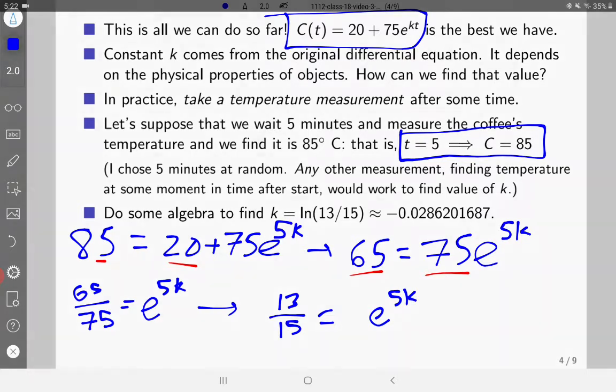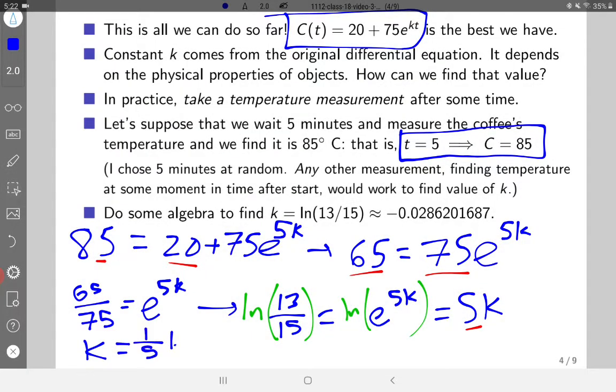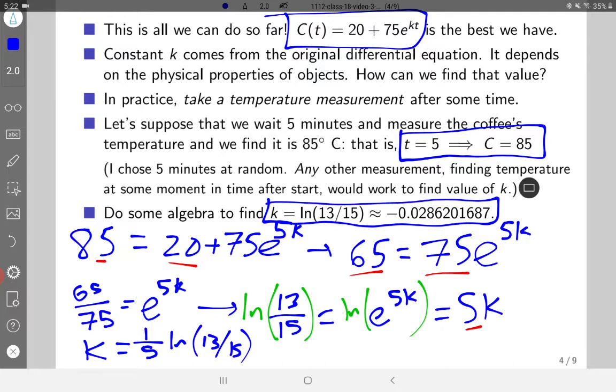And then what I would want to do is apply a natural logarithm on both sides, because that will sort of cancel out, undo the exponentiation on the right side, and it would leave me with just the 5k up there in the exponent. And then I could finally just divide both sides by 5 to isolate for the value of k. I get 1/5 log of 13 over 15. And that's what I had typed out here already, because I saw where this is going. And if you want a number to look at to help you understand that, it's approximately negative 0.0286 or so.